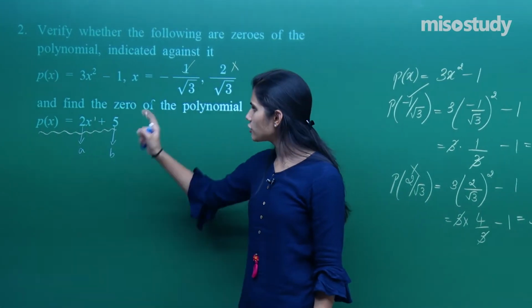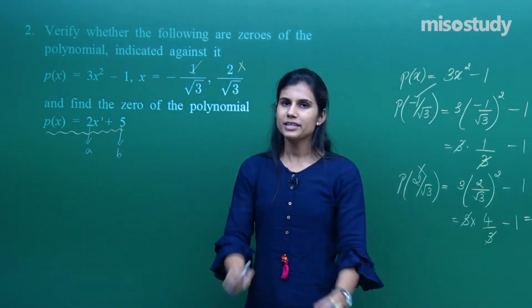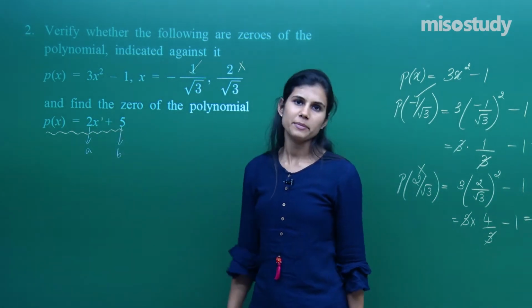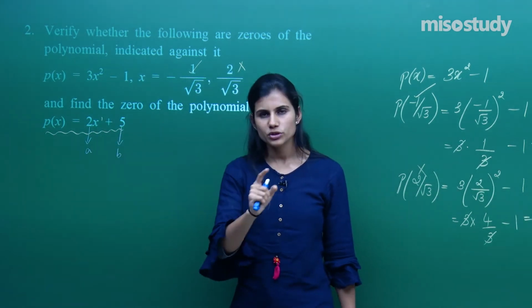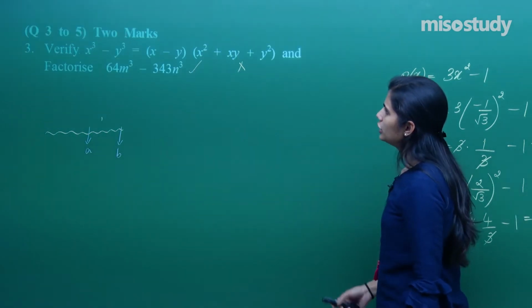Is it clear? In place of x, when you put minus 5 by 2, you will get 2x plus 5 equal to 0, and there is no other value of x which, when you plug it in place of x in here, can make it equal to 0. There is only one value, which is minus 5 by 2. So it has only 1 zero, which is minus 5 by 2.